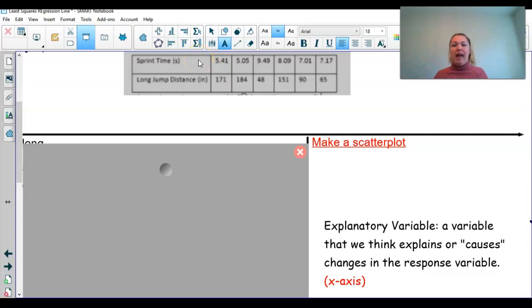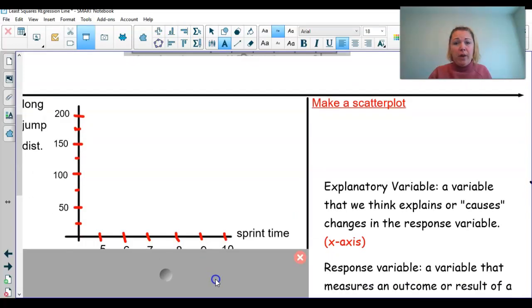Hopefully you are thinking that the sprint time explains the changes in our long jump distance. The faster we run gives us more momentum to jump off and hopefully go further into the long jump pit, okay? So our sprint time is our explanatory variable. The faster we run will influence us to jump longer. The slower we run, right, will influence our jump where we're probably not going to jump as far. Okay, so with that being said, let's draw our x-axis and our y-axis.